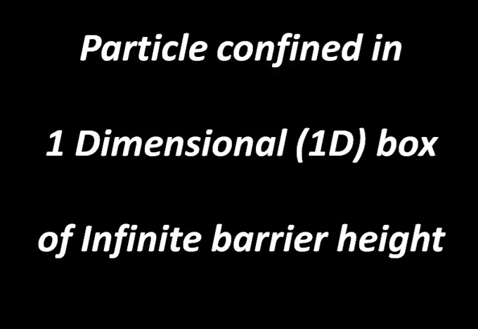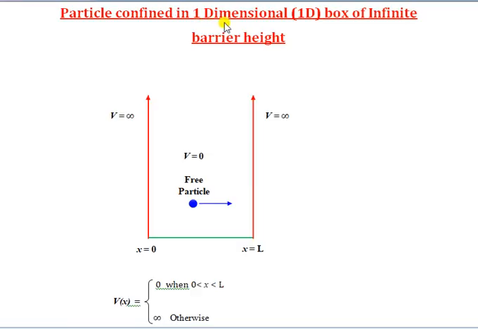Hello guys, welcome to this lecture: particle confined in a one-dimensional box of infinite height. Here, one-dimensional box means the particle is allowed only to move in one dimension. The remaining two dimensions are so small that the particle can't move along those dimensions, meaning the dimensions are in nanometers or angstroms. As in this case, the particle is allowed only to move in the x direction.